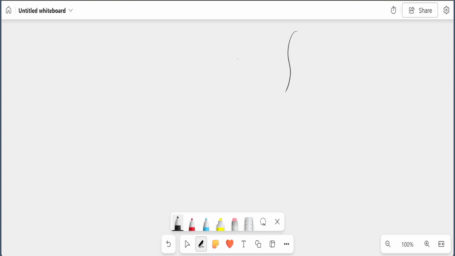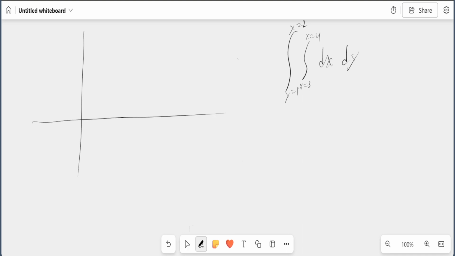Number 4 is from x equals 1 to x equals 2. Oh wait, no, it's y equals 1 because that's on the outside. Actually, I'll just draw it. dx dy, from x equals 3 to x equals 4, from y equals 1 to 2. So we know our bounds. Let's draw that out. x equals 4, x equals 3, from y equals 1 to 2.